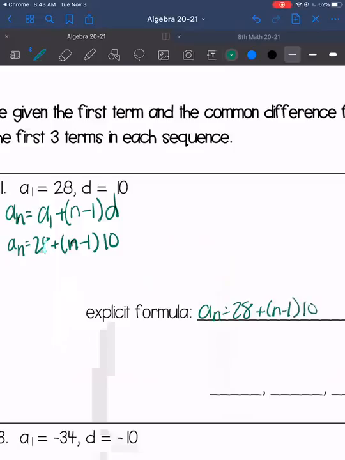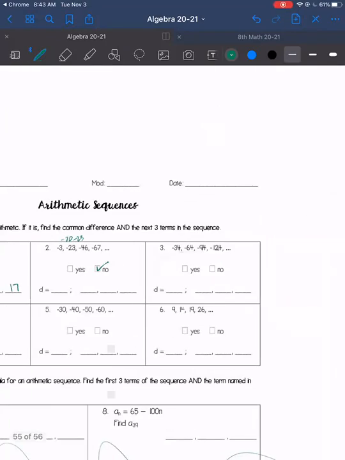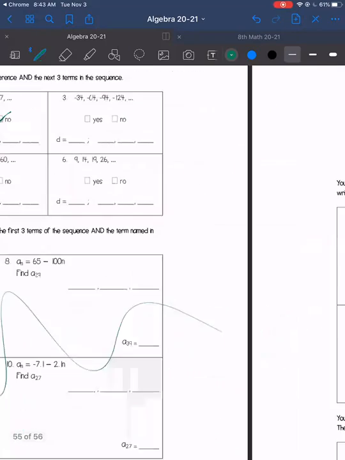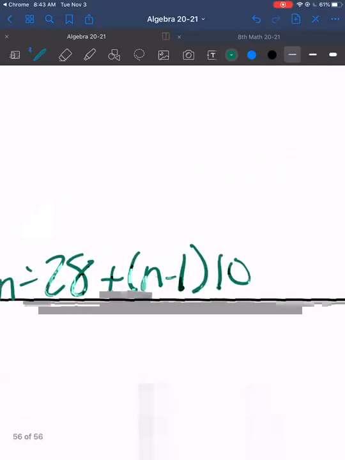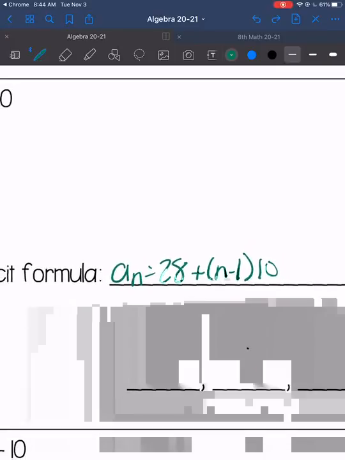What probably is on the key is that they took our explicit form, distributed the 10, and then combined like terms. But what we're using is what we need to see. So if you're having to figure out what the key is, distribute and then combine like terms.